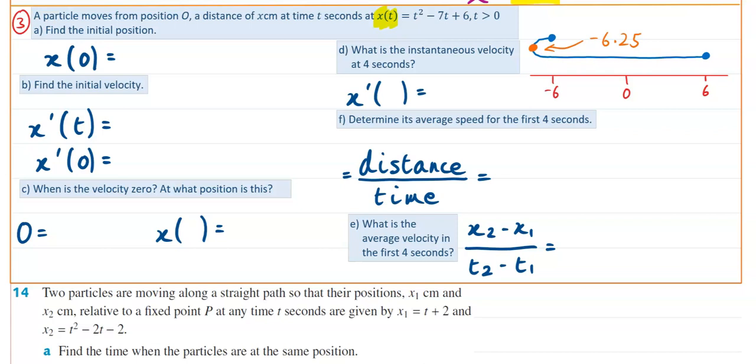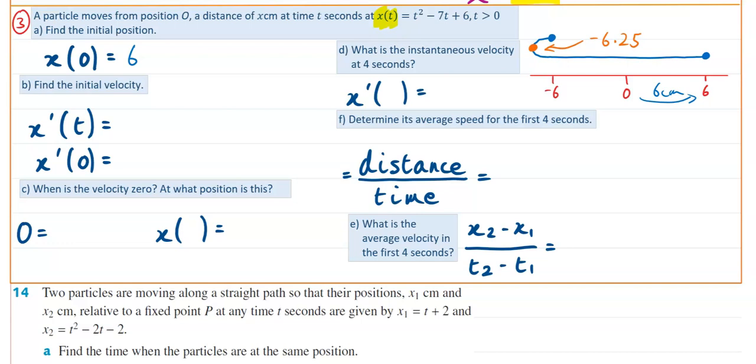So find the initial position. That's not too bad. That's when t is 0, subbing that into the original equation, which would give us just straight up 6. So both of these would become 0, so we're just left with 6. That means it starts 6 centimeters to the right of the origin. So that positive 6 value means we're actually to the right 6 centimeters.